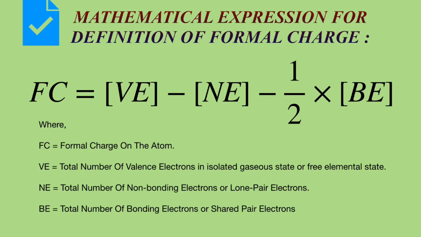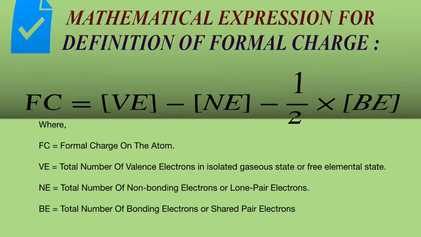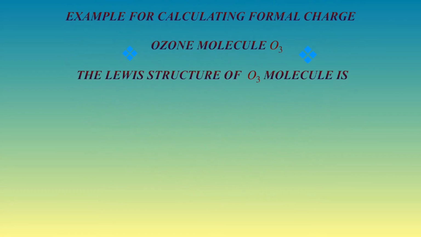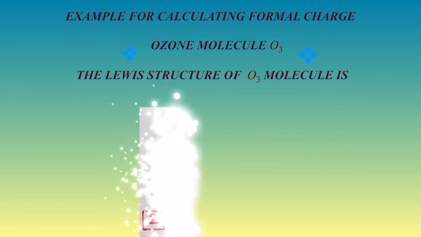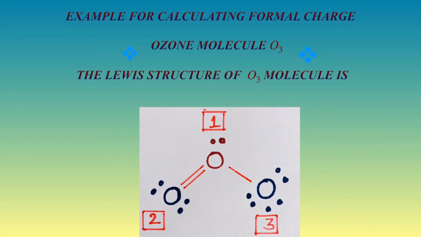So this mathematical formula is used for the calculation of the formal charge of an atom in a molecule or ion in the Lewis structure. Now let us consider an example for calculating the formal charges in the ozone molecule. Consider the Lewis structure for the ozone molecule, in which you can observe that the three oxygen atoms are marked as 1, 2, 3 in its Lewis structure.